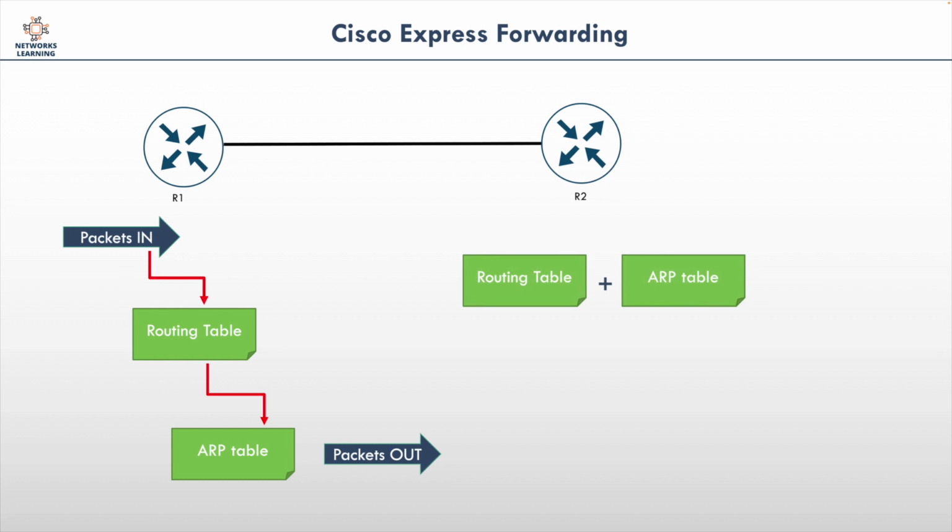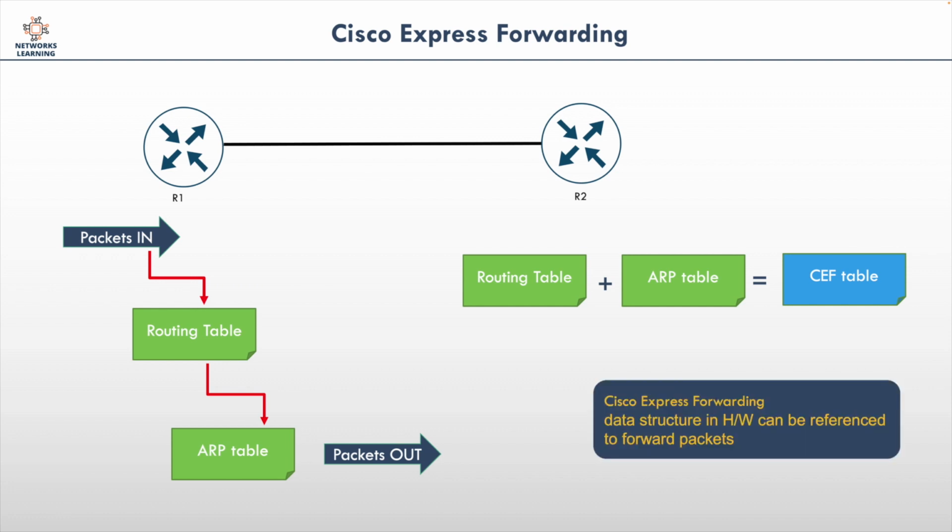So Cisco has come up with a different way of doing things. Combining the routing table and the ARP table, the CEF table was created. And in a sense, instead of a router referencing the routing table and then the ARP table, it will simply reference the CEF table. And this means that the data structure of the CEF table can be referenced to forward packets. This process is a lot more efficient than having to reference the routing table and then the ARP table.